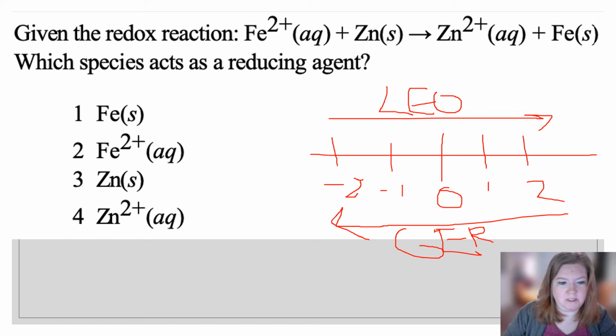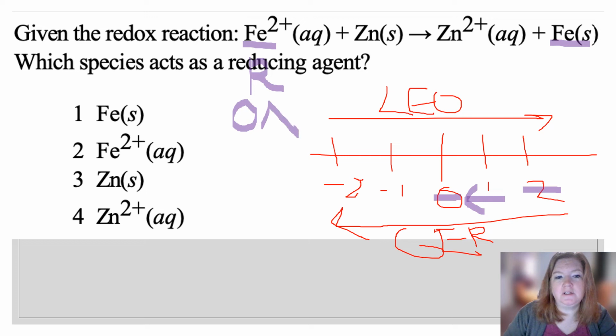Okay, so let's change to our highlighter. Let's do purple. So here is Fe. It went from +2 to this, which is no charge. So it went like this. Okay, so that means this Fe is reduced, which means it is the oxidizing agent.